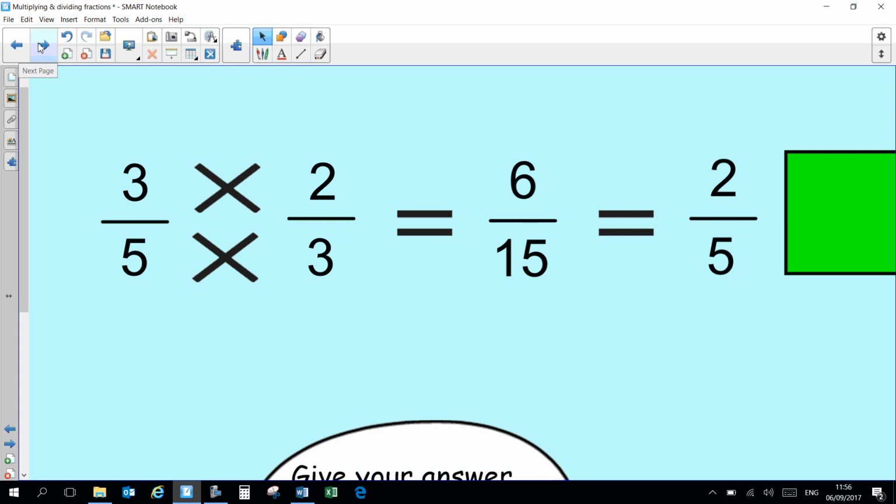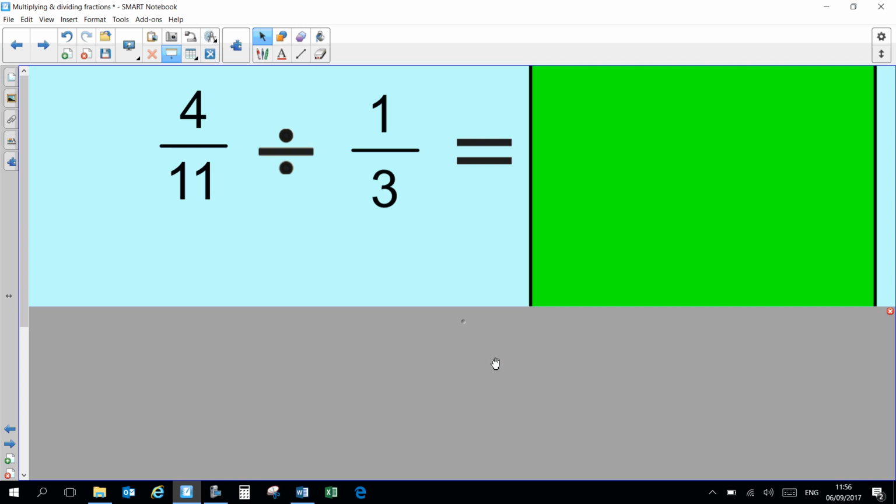Now let's look at division. Now I've got a few things covered up here, and that's for a reason. If we look at this, 4/11 divided by 1/3, what you're asking is, how many times does a third go into 4 over 11 or 4/11ths? It does look a little bit complicated, and you think, how am I going to divide that into that?